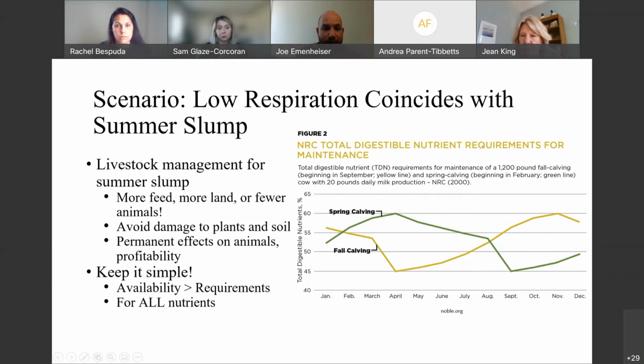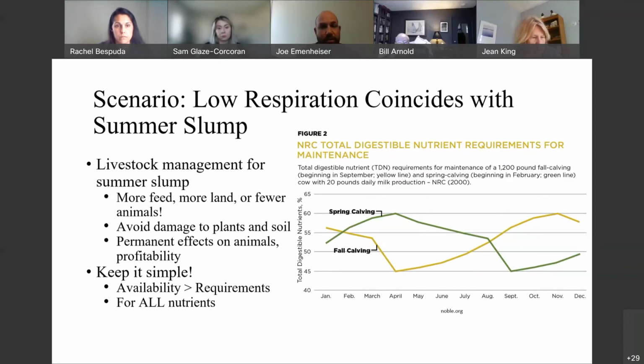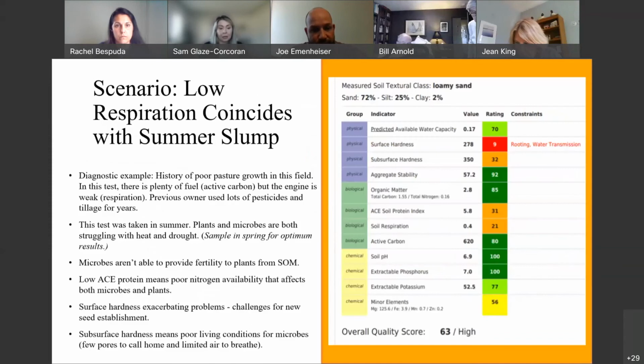Make sure that throughout the calendar year, whatever system you're designing, that planning for the worst case scenario, your availability of forage is going to exceed the requirements for forage, and not just for dry matter, but for all nutrients: energy, protein, minerals, vitamins, all the things that animals require to produce. Next slide. So back to you.